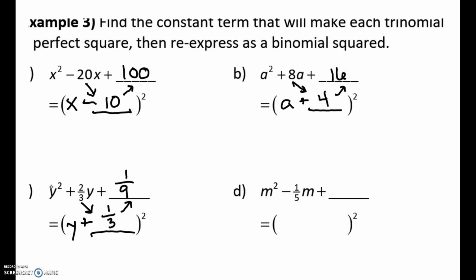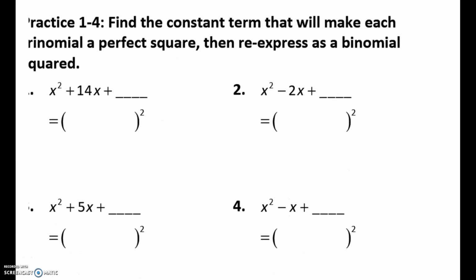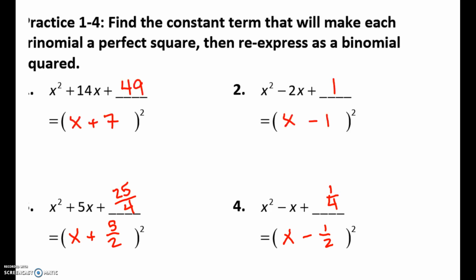Let's look at this next one: m squared minus 1/5 m plus blank. Well, we start here. I need a blank here, which is going to be half of this number. Half of negative 1/5 is negative 1/10. Then we square negative 1/10 to get 1/100. So that's all you have to do. All right, guys, I want you now to go through and fill in these blanks right now. All right, guys, check your answer.